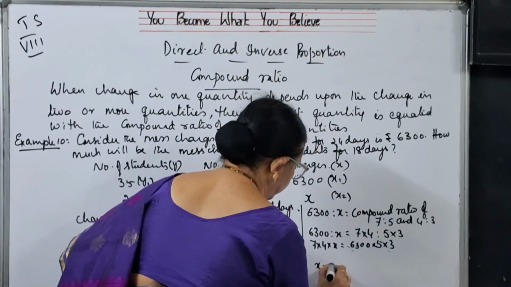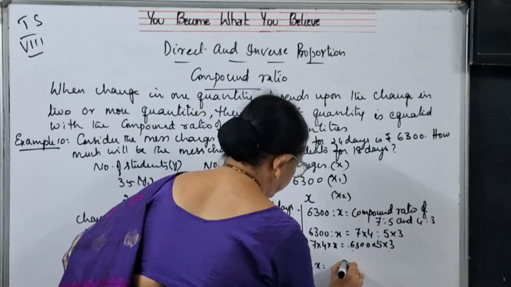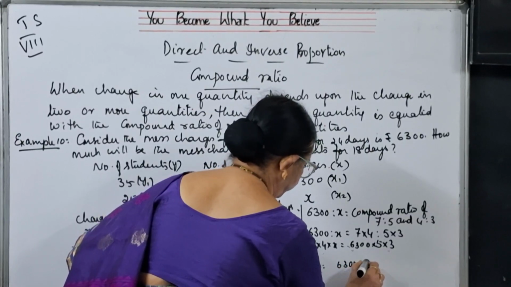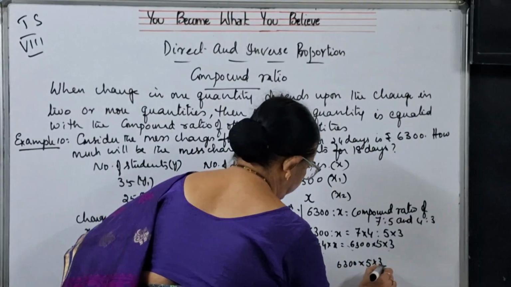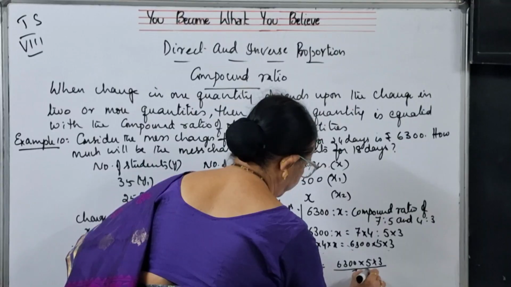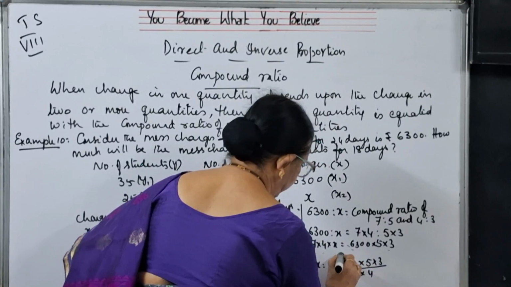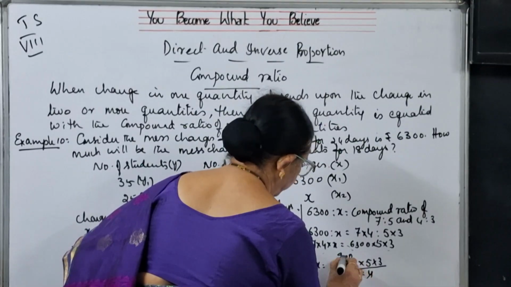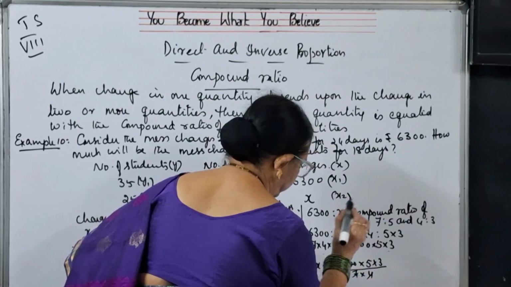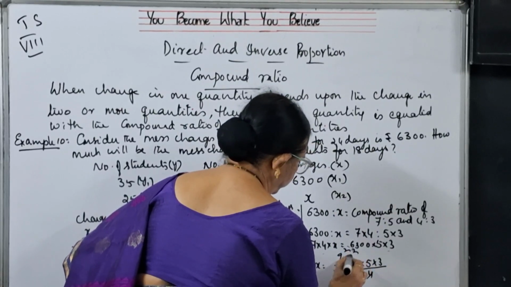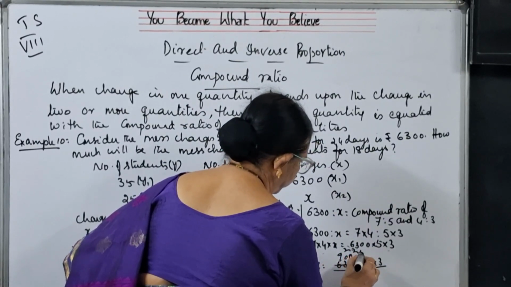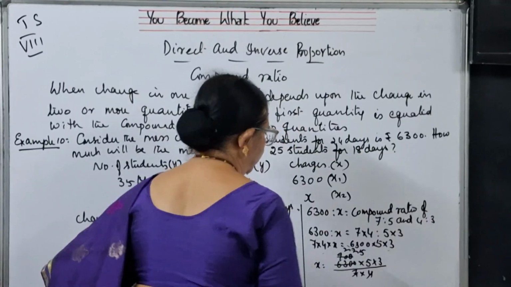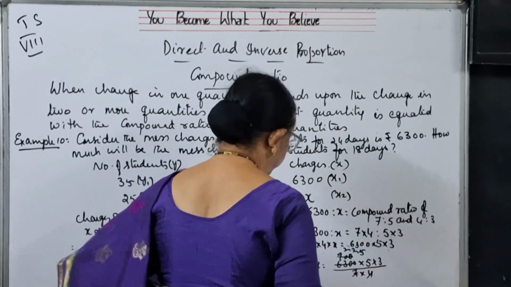So x is equal to 6300 into 5 into 3 by 7 into 4. 7 9s are 63, 0 0. 4 2s are 8. 4 5s are 20. So what is x?